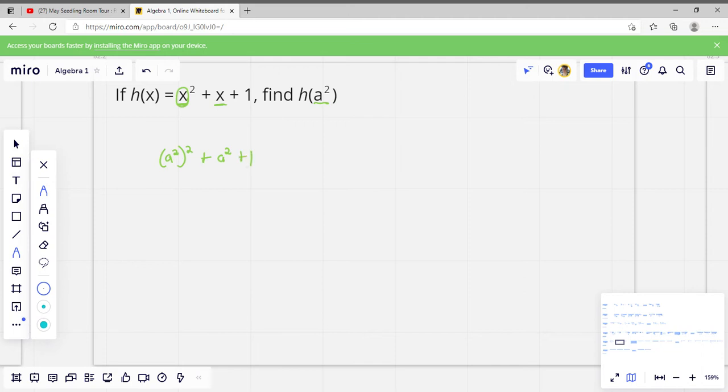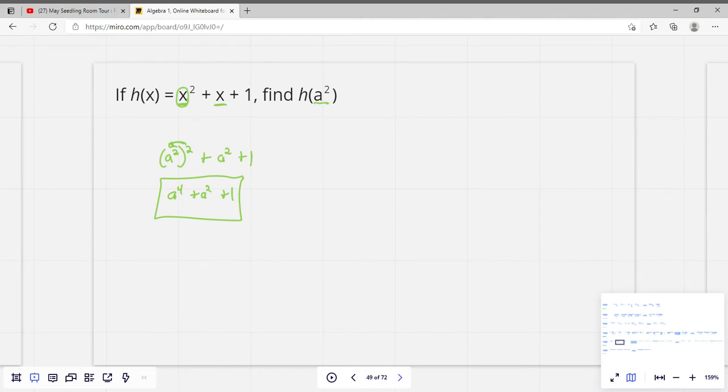Right here, I can multiply those exponents because we have a power raised to a power. So that would be a to the 4th plus a squared plus 1. And that is the answer. You can't simplify any more than that. All right, we'll try another one.